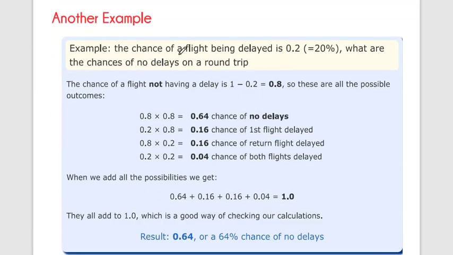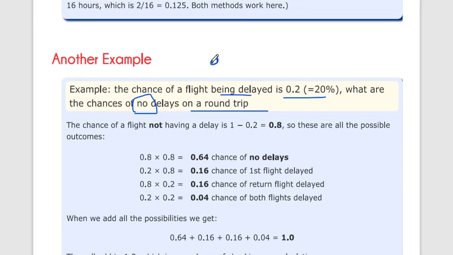The chance of a flight being delayed is 0.2, 20%. What are the chances of no delay on a round trip? If this is the origin and this is the destination, the flight is flying from here to here. The chance of the flight being delayed is 0.2, so it does not reach the destination on time. Here origin, here destination.